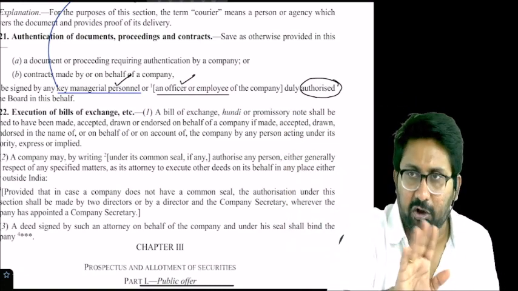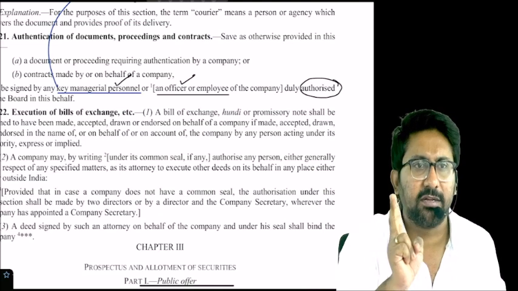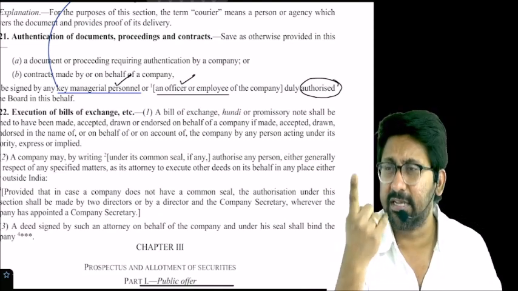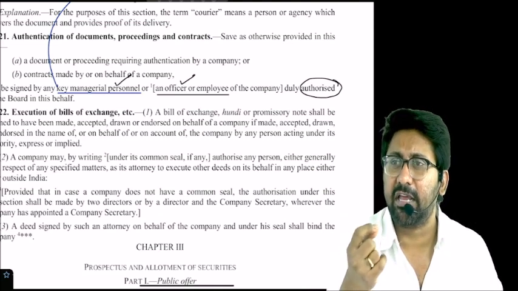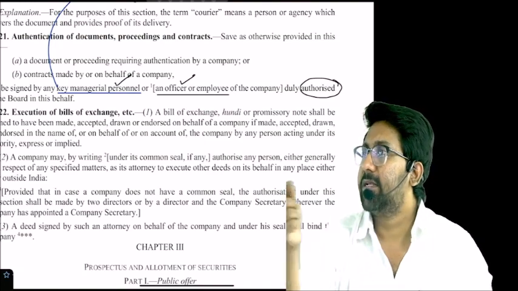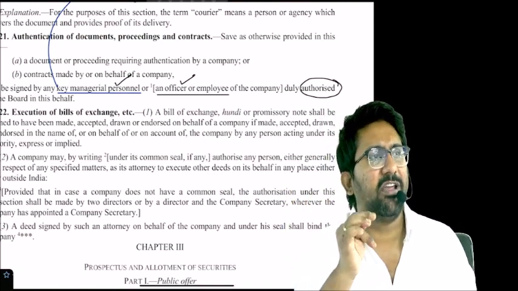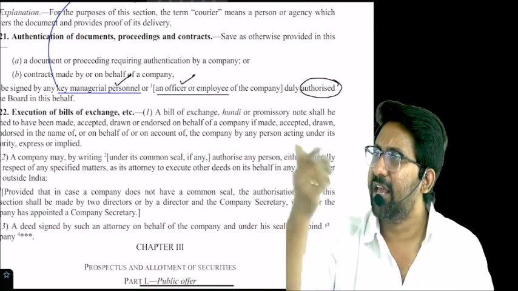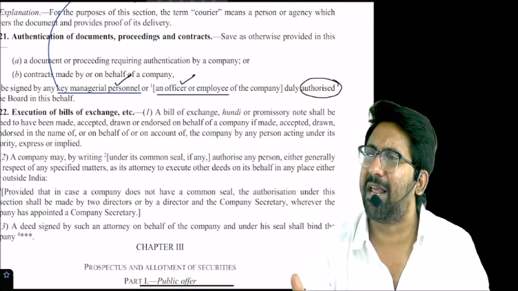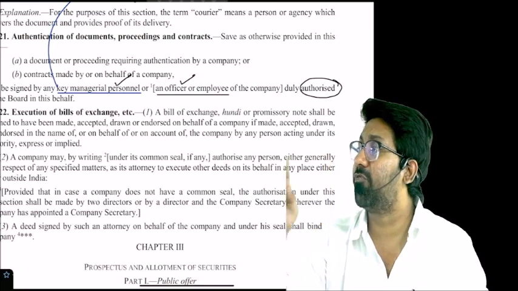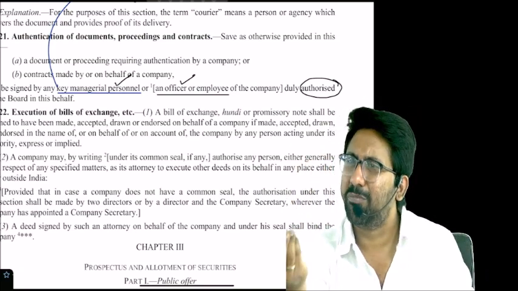So this is a general topic. Whenever there are documents, proceedings, contracts, the company can't sign. Sir, the company cannot sign, therefore these people are signing. Then why does he have to use the word company anyway? Directly he can use the name, it can be signed by KMP, like that he can tell. Listen carefully. One second, sir. Will you please listen?